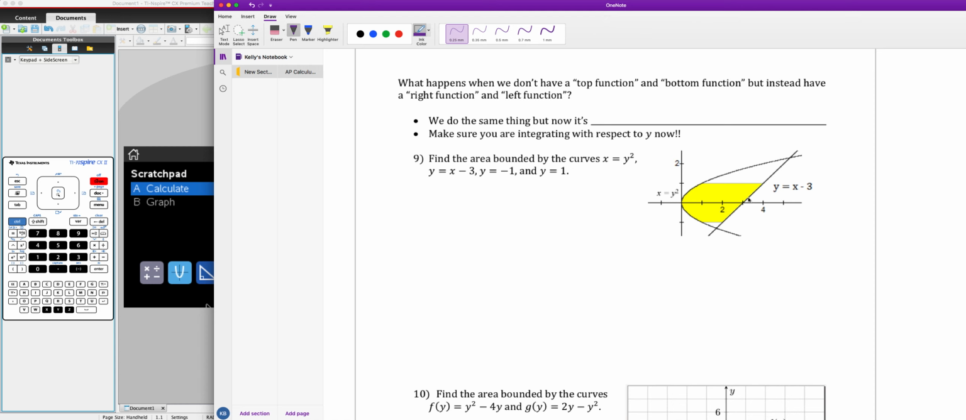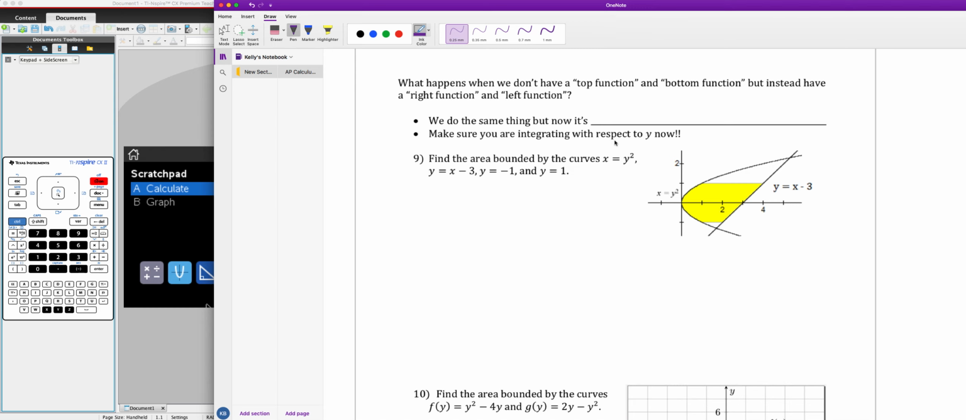Instead, it would be a lot easier to look at it in terms of what's going on the right side here. So this entire right side of this region is this straight line, y equals x minus 3. And the entire left side of this is actually this parabola that's opening up on its side, x equals y squared. Now, we can find the area of this. It's going to be the same thing.